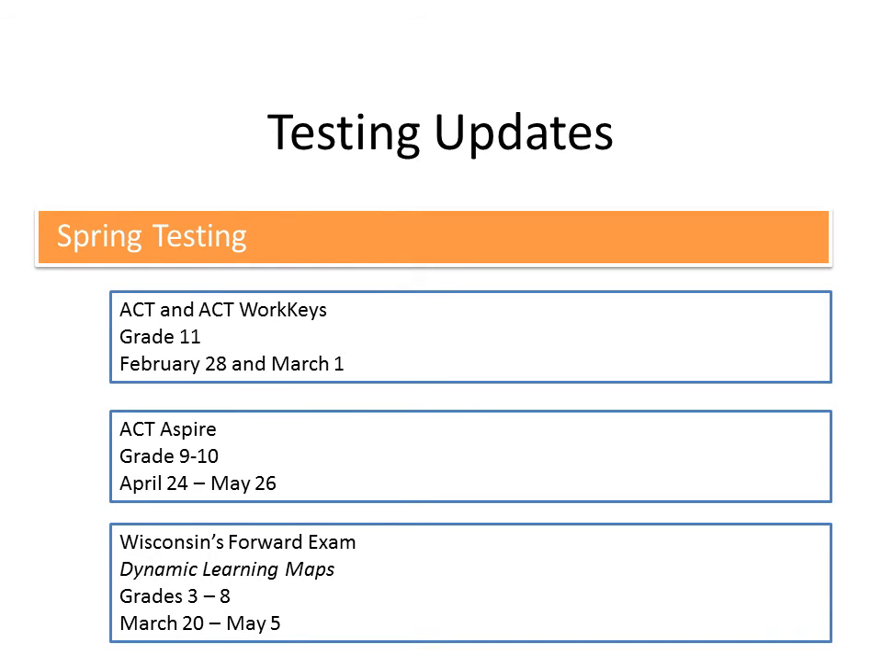In 3rd through 8th grade and 10th grade social studies, the test will be the Wisconsin Forward Exam. It is an online test and will be given to all students in grades 3 through 8 and 10th grade for social studies only during the window of March 20th through May 5th. Special ed students who use the Essential Element Standards will be given the Dynamic Learning Maps exam instead of the Wisconsin Forward Exam or the ACT.